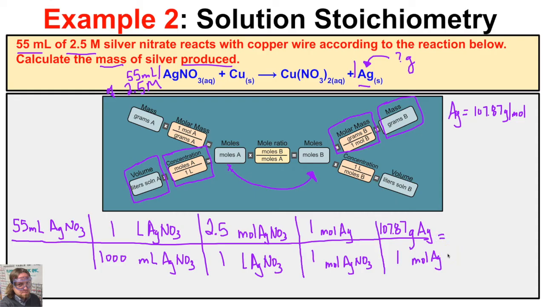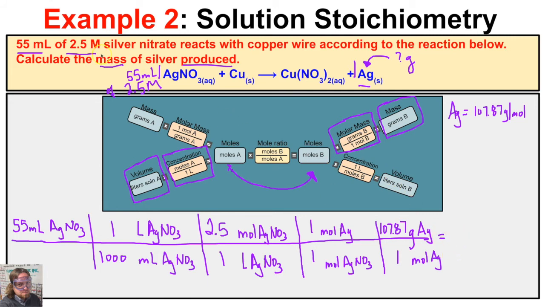And so we take our calculator out and we'll take 55 divided by 1,000 times 2.5 times 107.87, and we're going to end up with 15.